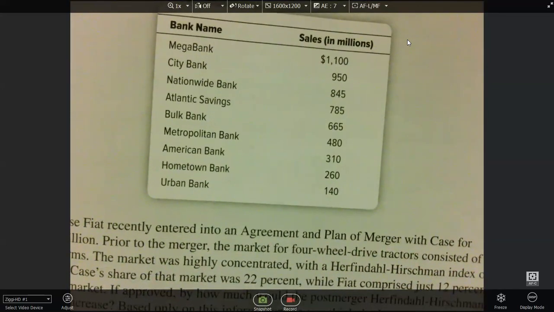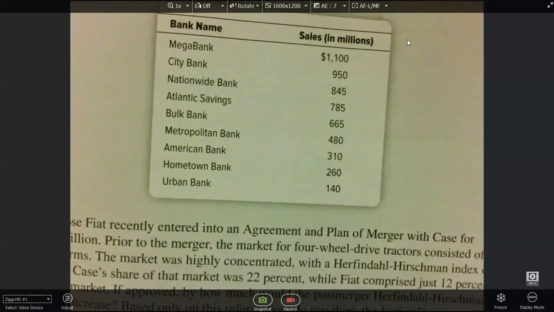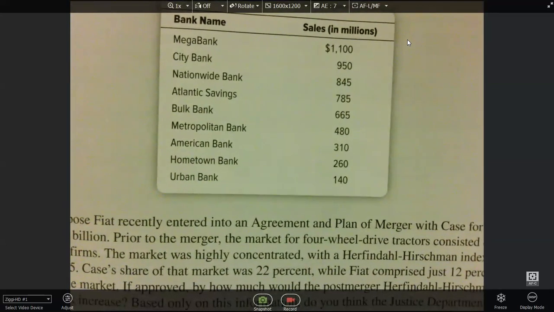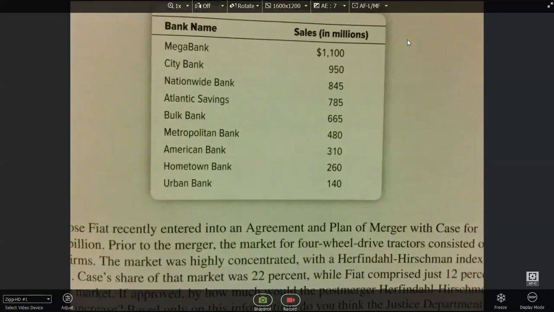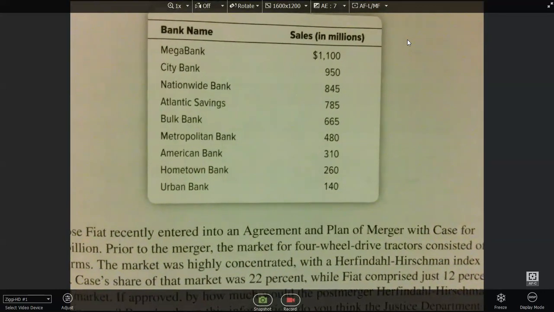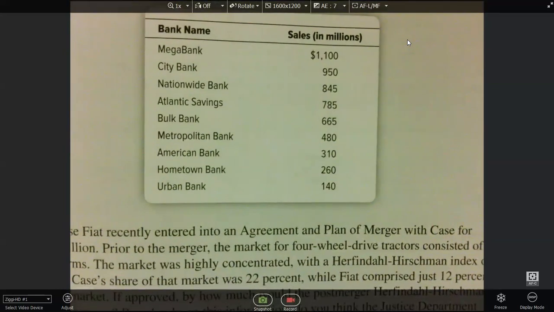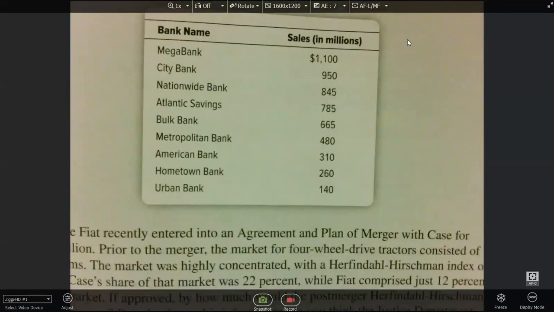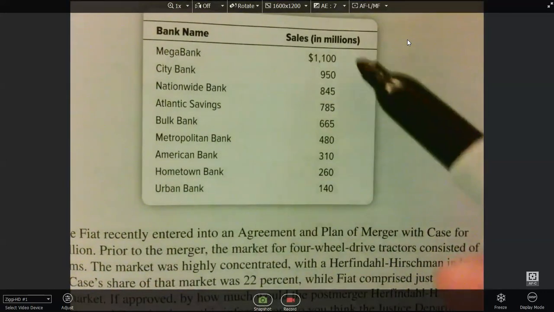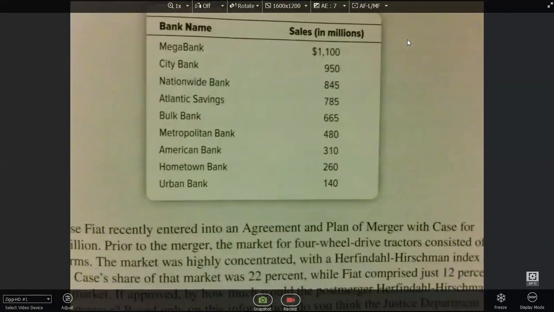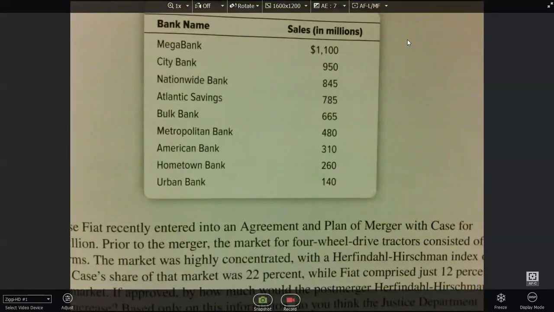It already sorts it in descending order. How kind of them. I don't know if the test always does, so just be careful, right? Don't take the first top 4 and think that they're going to be the highest concentration. Double check. But it gives us all of the banks in the area, and we're just going to use the top 4 for the C4, but then we're going to use all of the information for the HHI, right?